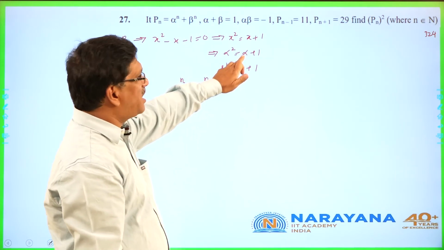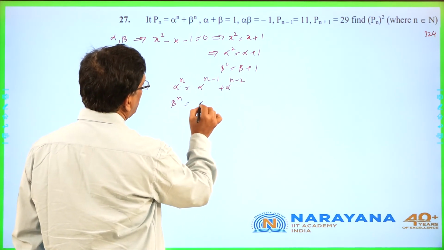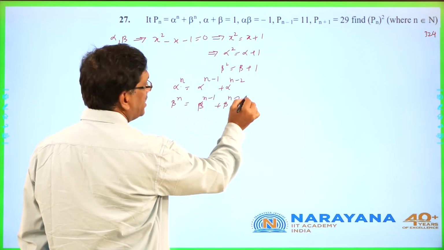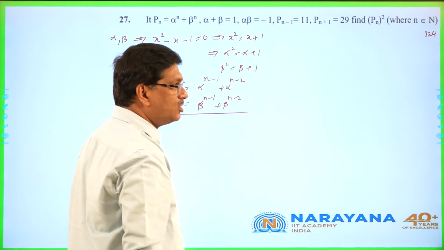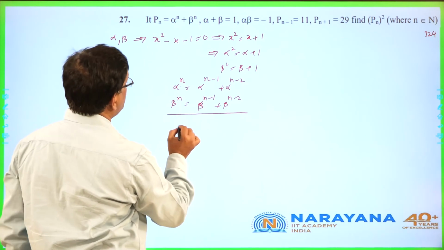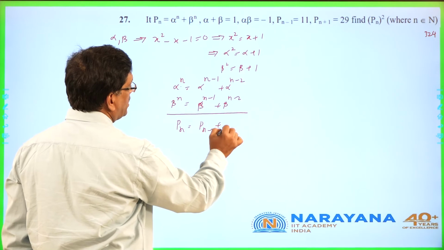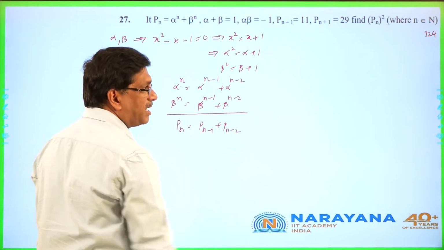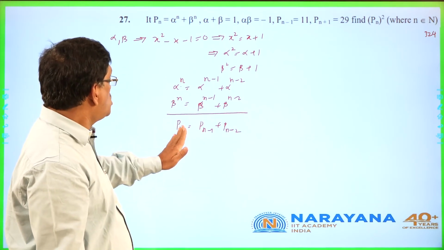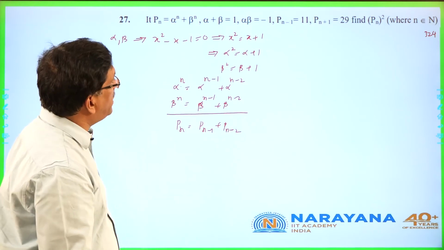So here n minus 2 plus 1, n minus 1. So that is equal to alpha power n minus 1 plus alpha power n minus 2. Similarly, beta power n is beta power n minus 1 plus beta power n minus 2. Like this we are getting, right? So when you add these two, it is Pn. It is Pn minus 1 plus Pn minus 2. Like this we are getting all the three cases. Now Pn equal to Pn minus 1 plus Pn minus 2.